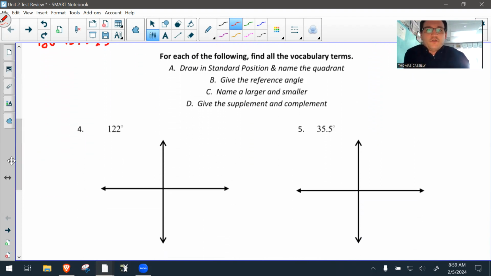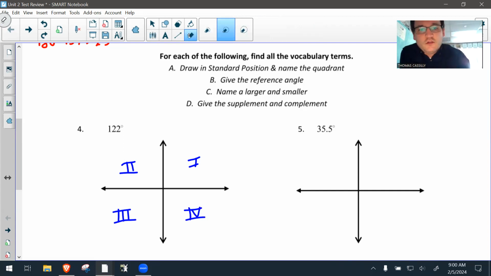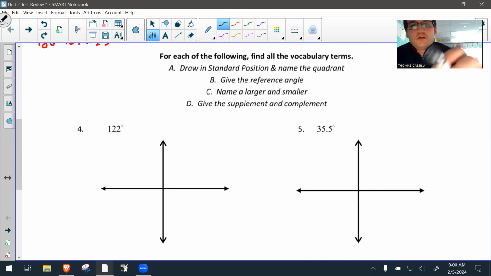Right? So now on these, they want us to draw, very similar, draw in standard position and name the quadrant. So remember the quadrants, again, go counterclockwise, 1, 2, 3, and 4. So we use Roman numerals to number these things. So that's just what our quadrants look like. All right. They want us to give a reference angle, which is what we just did. They want us to name a larger and smaller what? So this I'm going to assume is coterminal angle. We'll do that in a bit.